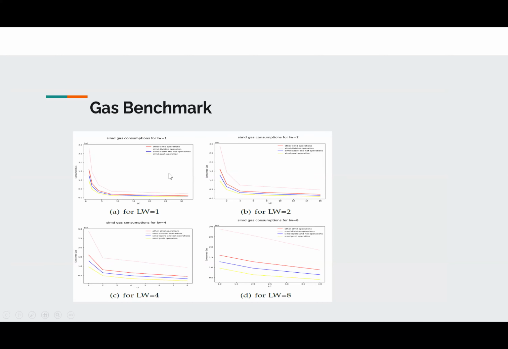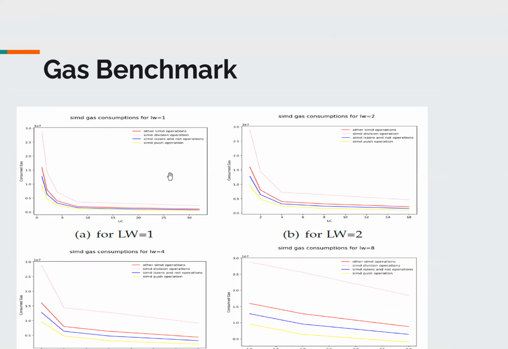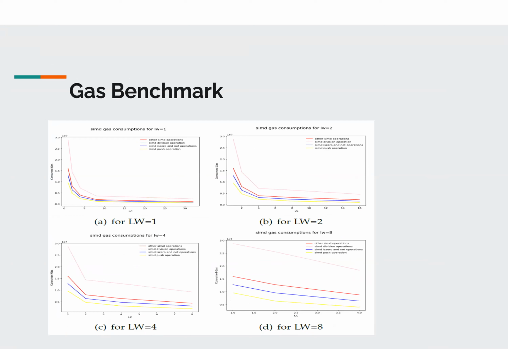And our gas benchmark looks like this. Again, we have benchmark for all types of lane widths and all possible lane counts. After assigning the gas costs as described in the previous sections, we can see that while we are incrementing the lane count by 2, we are also reducing the gas costs approximately by 2 for all types of lane widths.